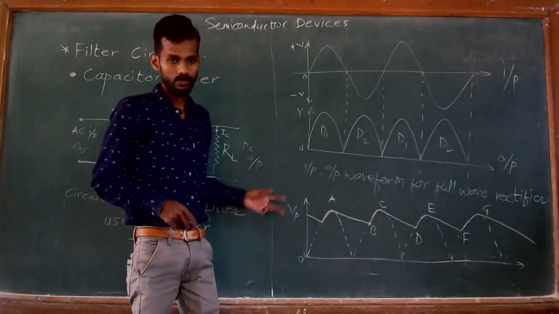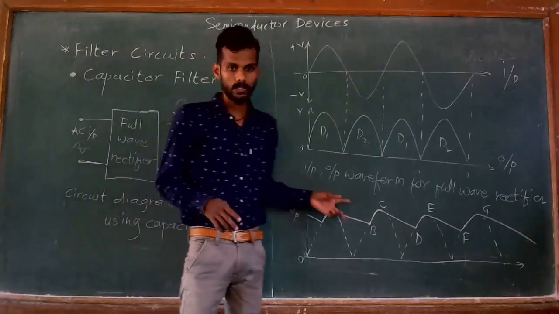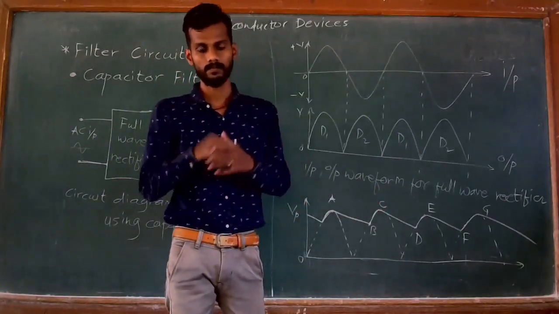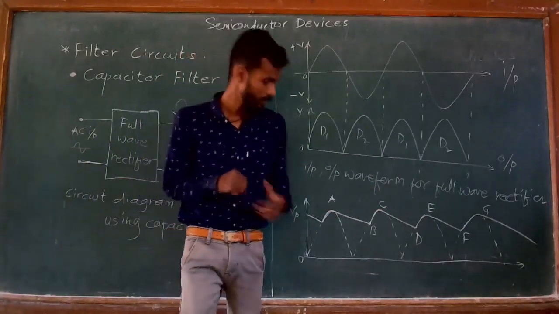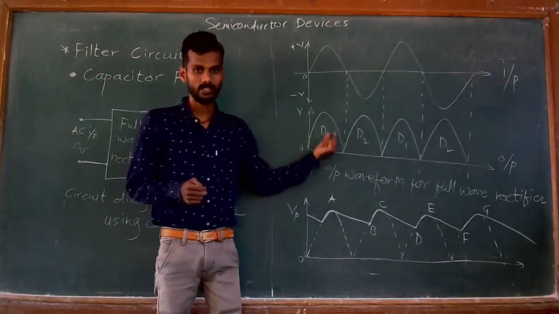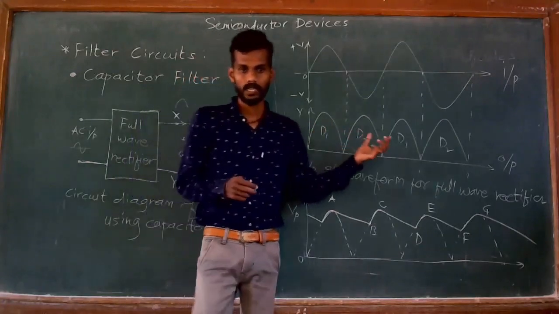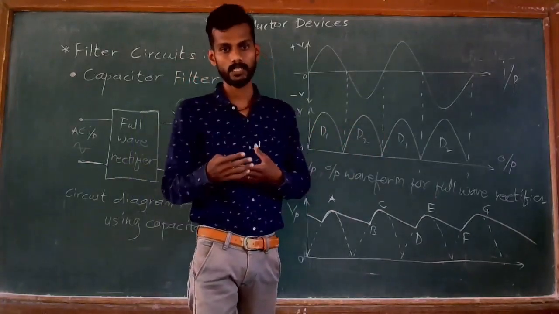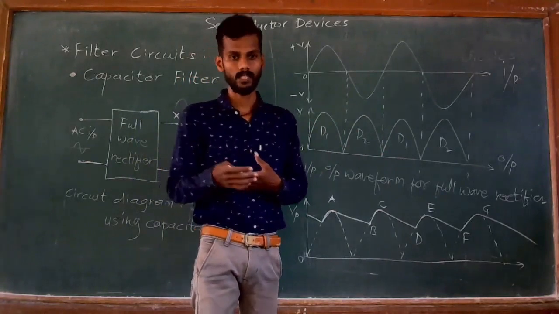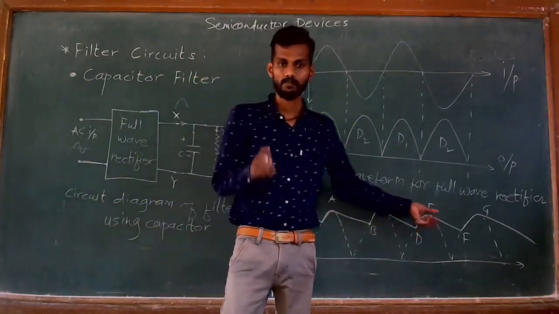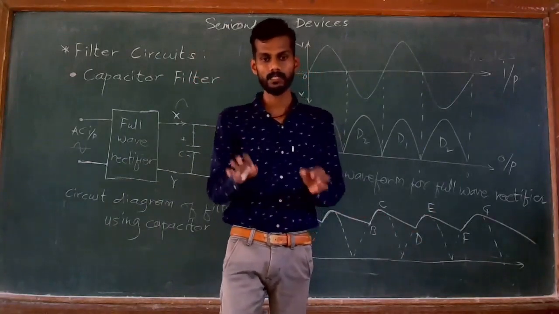So the output of the filter is nearly DC. The output of the rectifier is fluctuating and has more ripples, but the output of the filter is nearly a DC output.